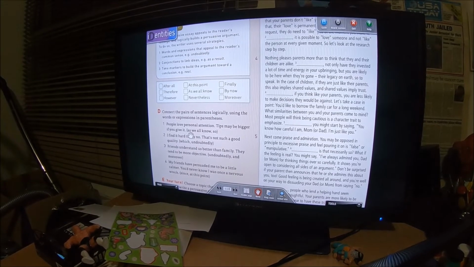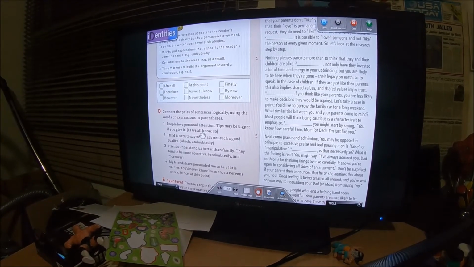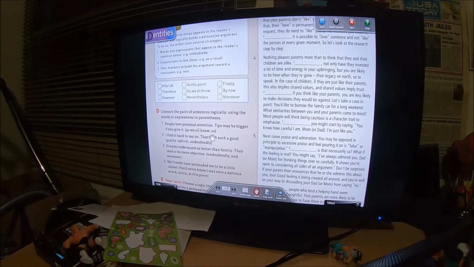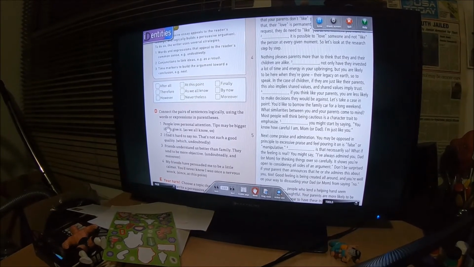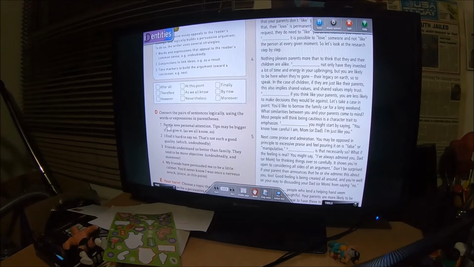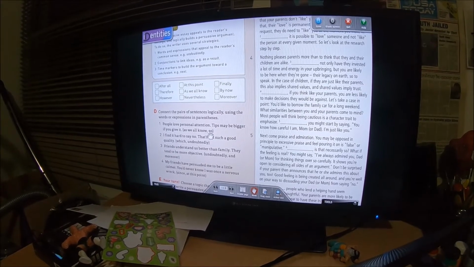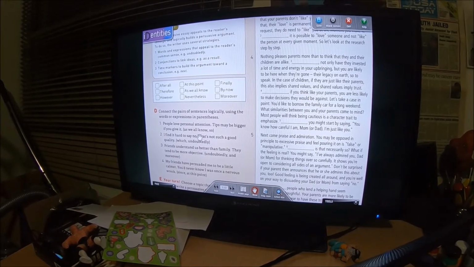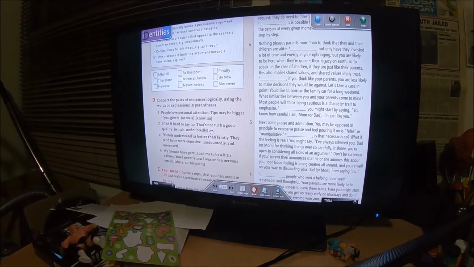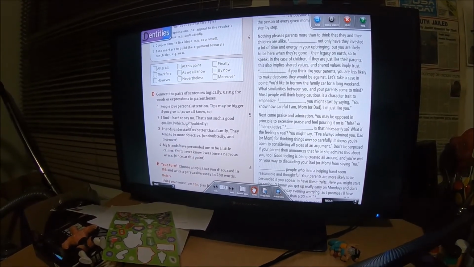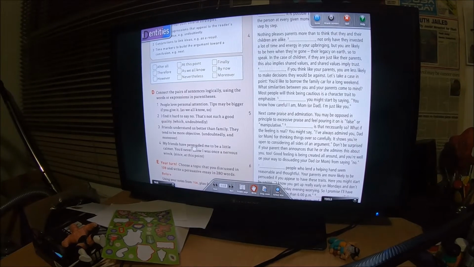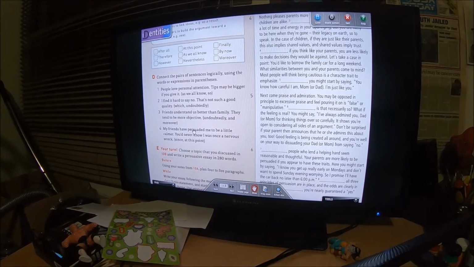All right, so then we have as we all know, and then we have so. What did I do? As we all know, we would put it right here. People love personal attention, so tips may be bigger if you give it. Why don't you try and do these right here, 2, 3, and 4. See if you guys can do that.